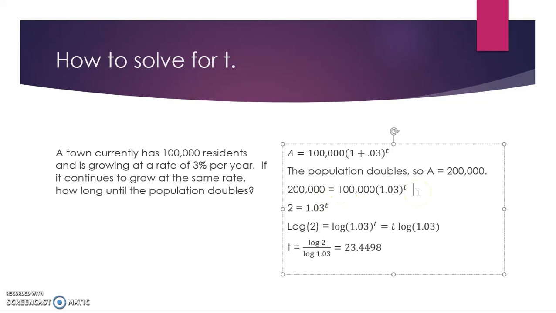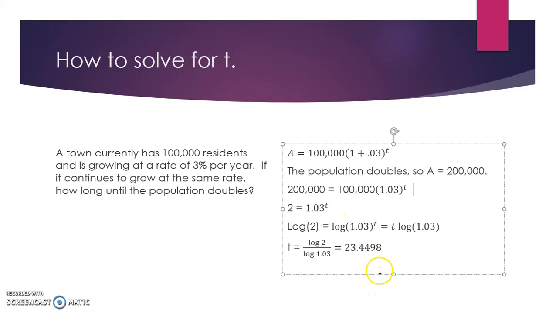Dividing this side by 100,000, they cancel out. And I'm just left with 1.03 to the t. And then in trying to solve for the exponent, we have this tool called logarithms. I'll take the logarithm of both sides. So the logarithm of the left side, log 2, is the logarithm of the right side, 1.03 to the power t.